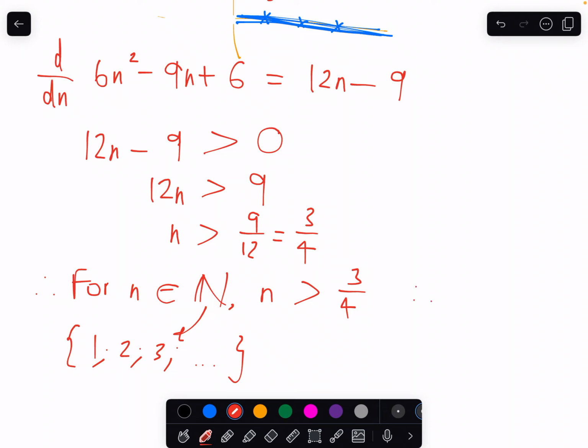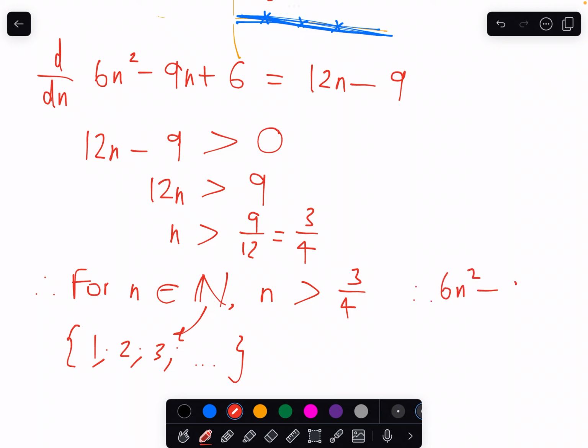So therefore, 6n squared minus 9n plus 6 is increasing for all natural numbers n, because the first derivative is positive for all of those values of n. So that's the one way that you could go about it.